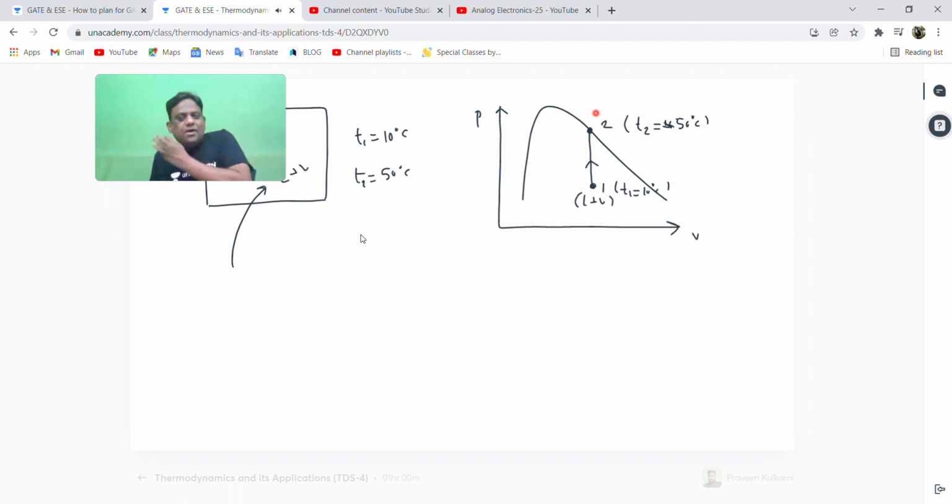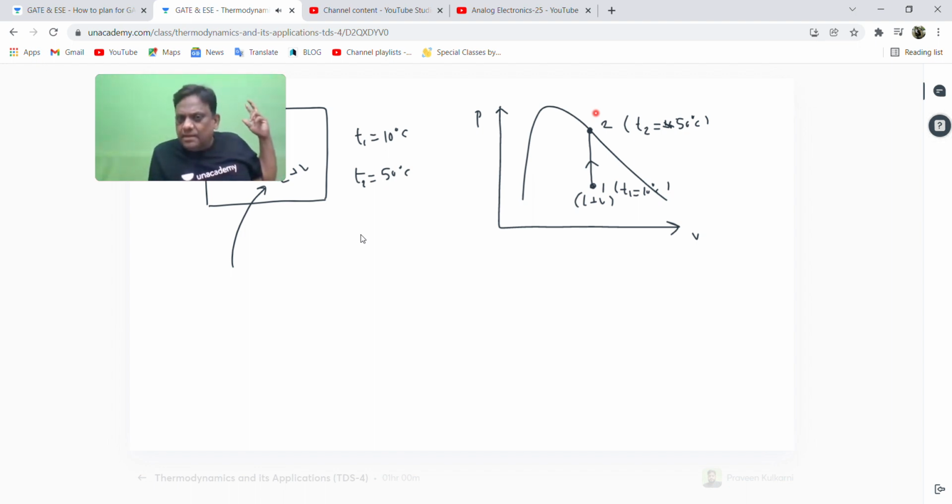Wonderful, my dear students. This is a very good question. Please tell me, have you followed the question? Did you understand the question or not? Look, there is a rigid container. There is a liquid vapor mixture in the rigid container. It is heated. How long is it heated? Until all the liquid disappears and just reaches saturated vapor.